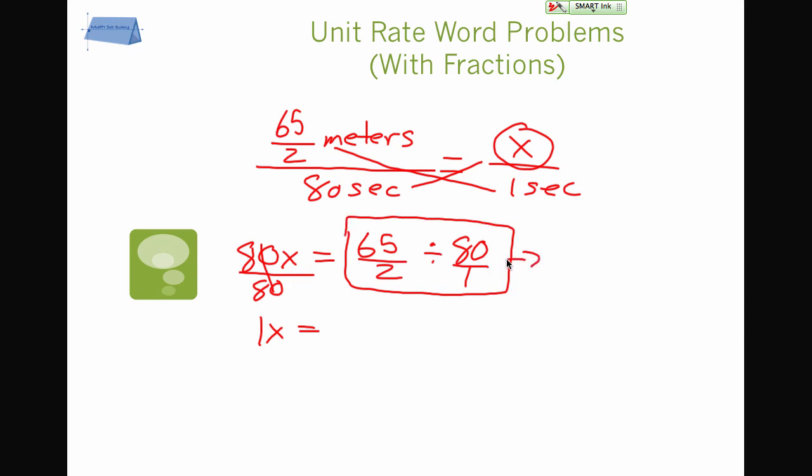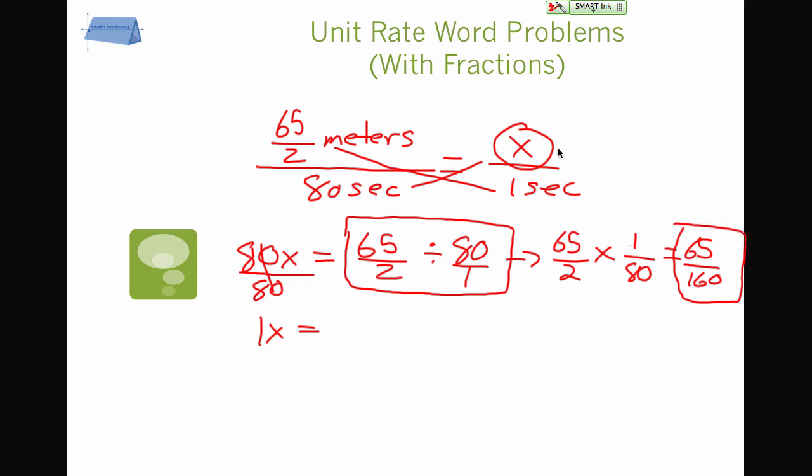I know my rule when dividing fractions. I keep the first fraction, 65 over 2. I change the division sign to a multiplication sign, and I take the reciprocal of the second fraction. It is 80 over 1, so I'll make it 1 over 80. And now I just multiply. 65 times 1 is 65, and 80 times 2 is 160. And this is my answer.